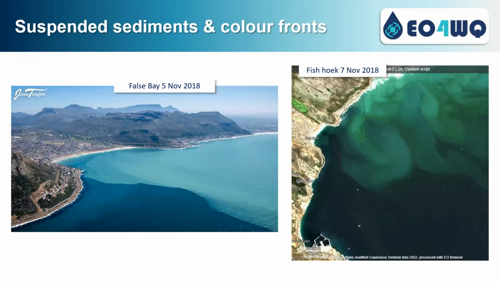Okay, so now I'm just going to provide you with a couple of beautiful examples of what these satellite sensors can actually see. For comparison, I've used a couple of aerial shots from John Tresfon so that you can have a slightly more familiar view. And then I've shown the accompanying satellite information, which represents the same features. So this is an example of a color front in False Bay.